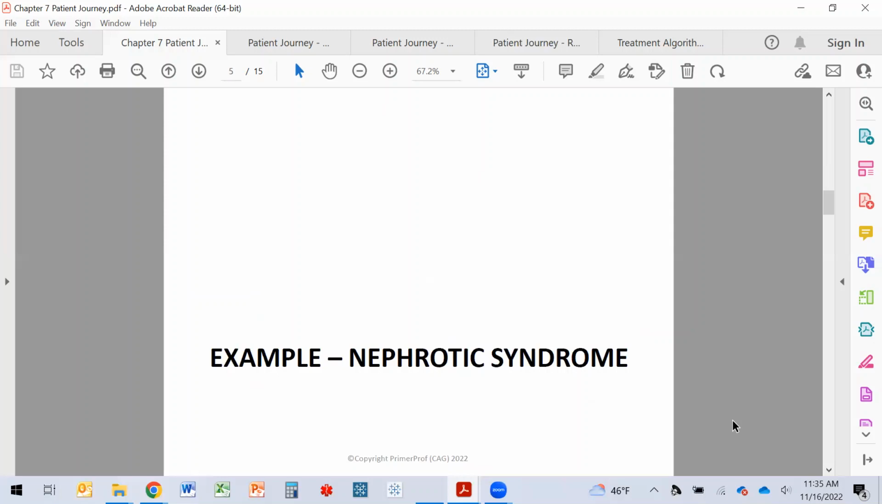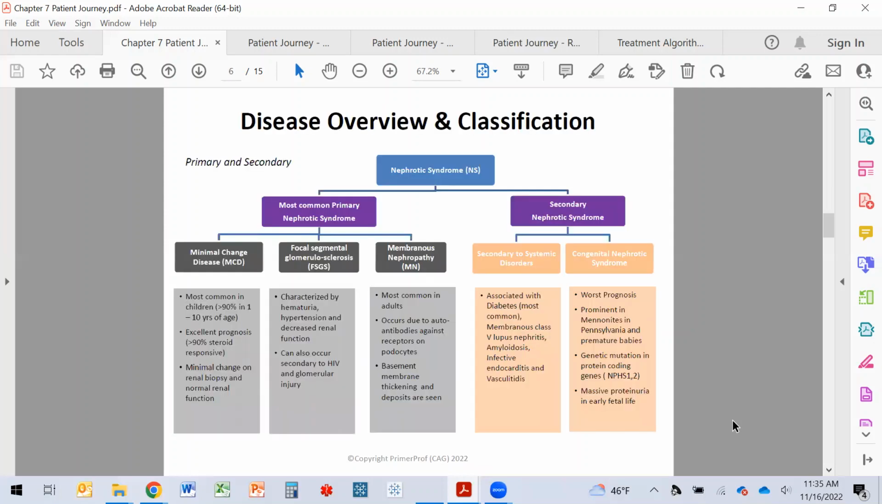So let's address a disease called nephrotic syndrome as an example. Here's a disease overview and classification. Nephrotic syndrome can be split into primary and secondary nephrotic syndrome. Within primary, there's minimal change disease, focal segmental glomerulosclerosis, or FSGS, and membranous nephropathy, or MN. Secondary nephrotic syndrome is secondary to systemic disorders and congenital nephropathy.